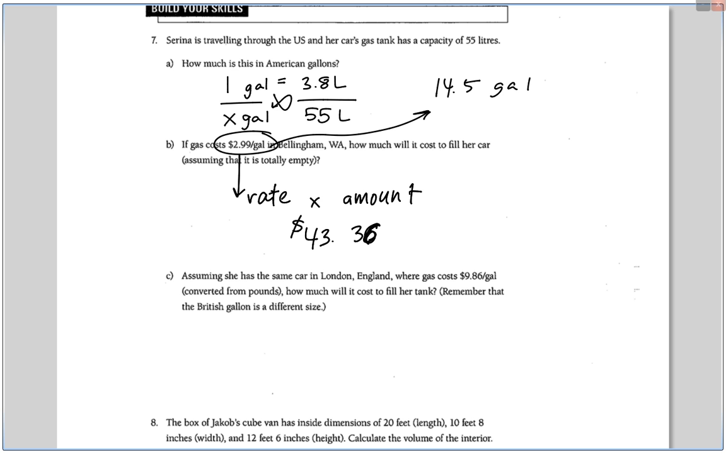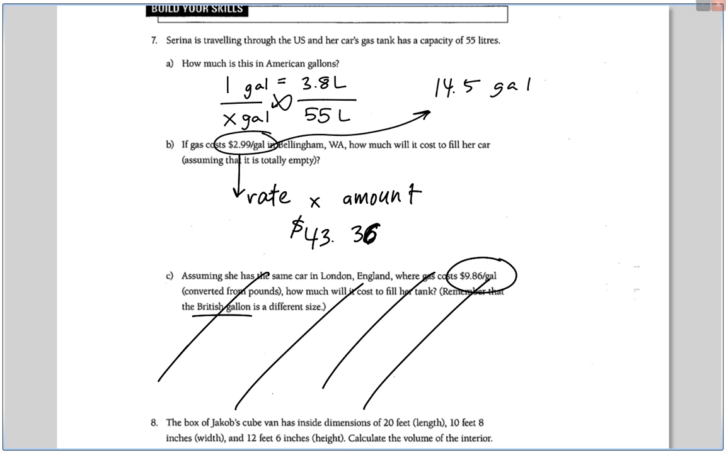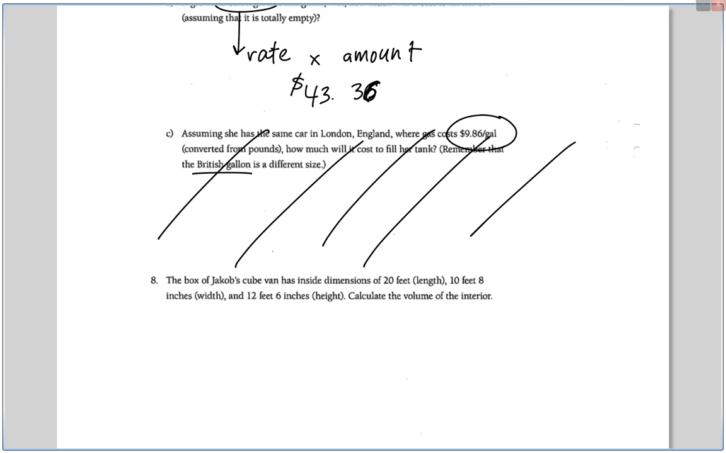So, assuming that she has the same car in London, where gas costs this much per gallon, how much will it cost to fill her tank? Remember that the British gallon is a different size. I didn't put the British gallon on your formula sheet, so don't worry about that question. And I won't test you on that either.